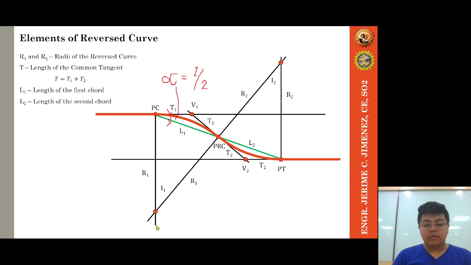Okay? Next, we have here P distance. Okay? So that is the distance between the parallel tangents. Ito yung distance na yan. Okay? So that is the P distance. And this only applies in type 1 and type 2 problems. Okay? Having a parallel tangents.